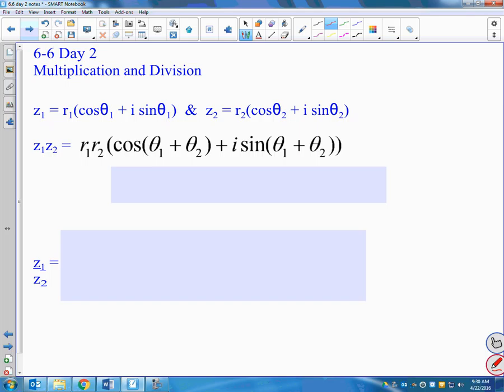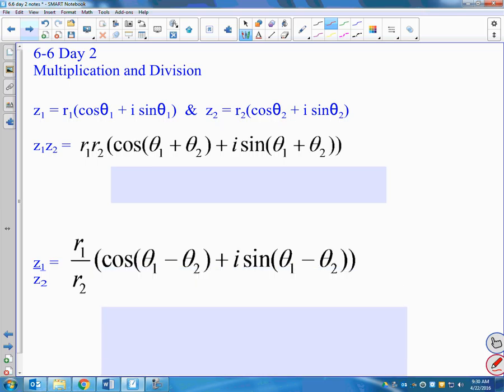So once you have that one, it's kind of easy maybe to think about what we're going to do when we divide. When we divide two complex numbers in trig form, we're going to divide the r's. And what do you think we're going to do with the thetas? Subtract them.